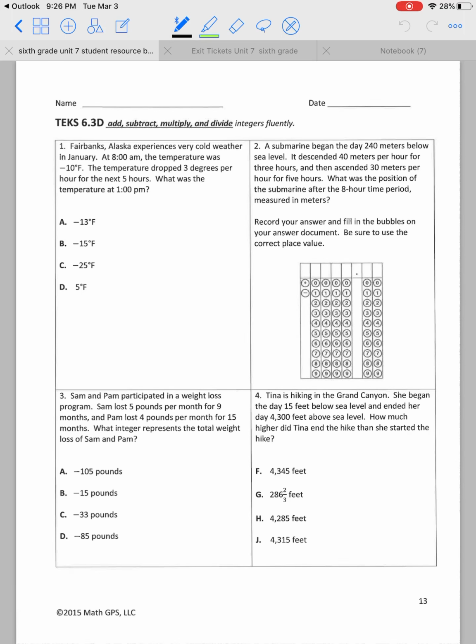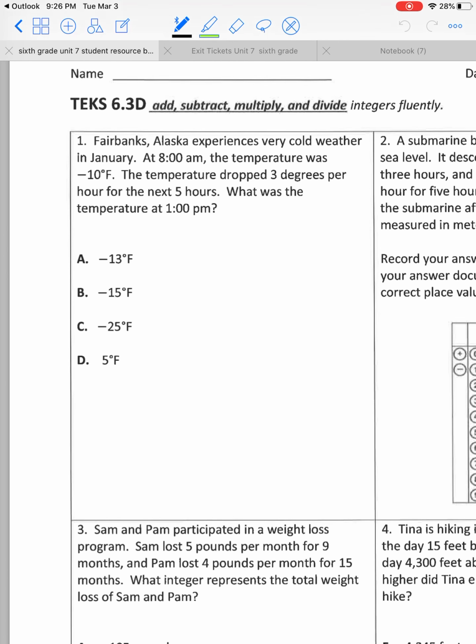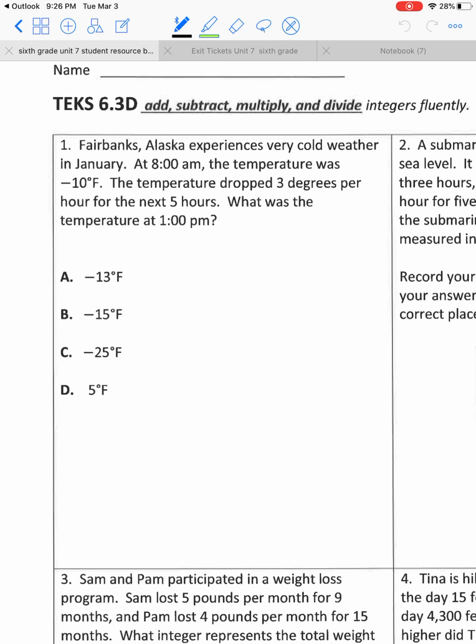This homework is about positive and negative numbers, if you haven't noticed already. So we have question number 1. Fairbanks, Alaska experiences very cold weather in January. At 8 a.m., the temperature was negative 10 degrees. That's something you should have annotated. At 8 a.m., it was negative 10 degrees. The temperature dropped 3 degrees per hour for the next 5 hours. What was the temperature at 1 p.m.?